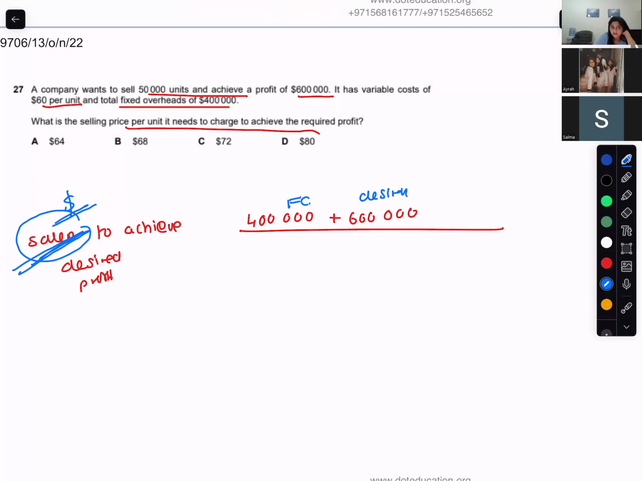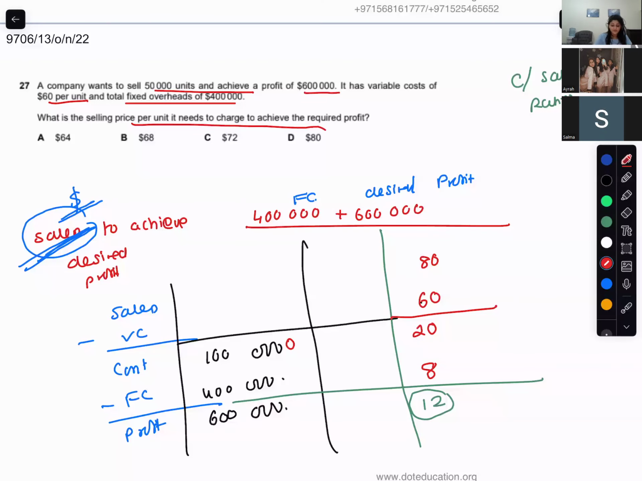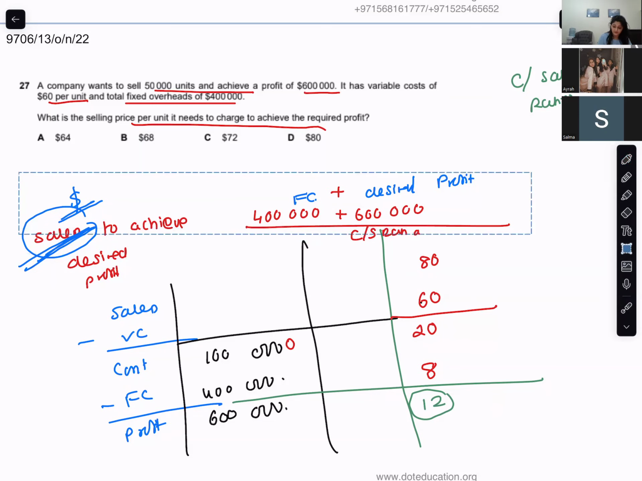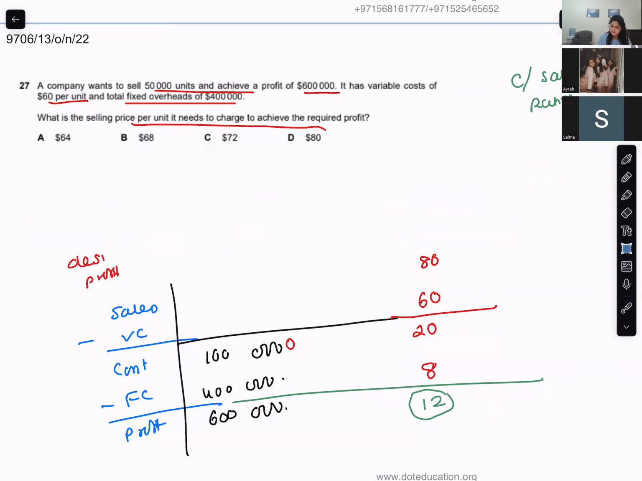The units. There is a formula that you usually use to find out sales in dollar value to achieve desired profit. And the formula is fixed cost plus desired profit divided by contribution to sales ratio. But here I don't know the selling price, so I cannot use this formula. So since it is a marginal costing sum, I will proceed with my normal format. And my normal format says sales minus variable cost is contribution minus fixed cost is profit.